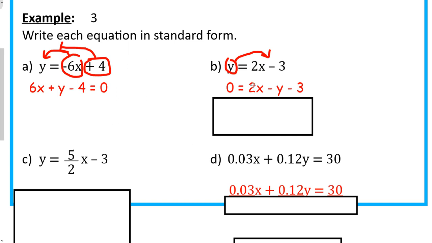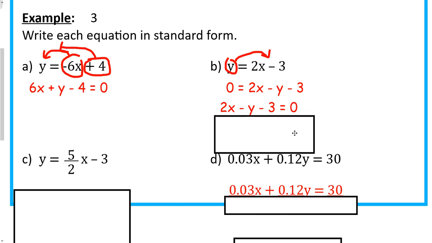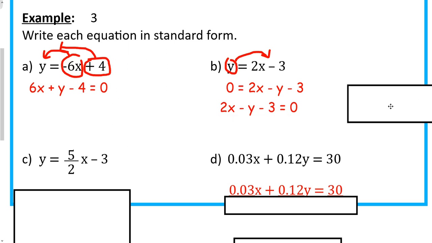Okay, so now you have 2x subtract y, because it will change signs as it moves over, minus 3. Now the 0 is on the wrong side, so you literally just need to take that and move it over to the right, and you will be good.